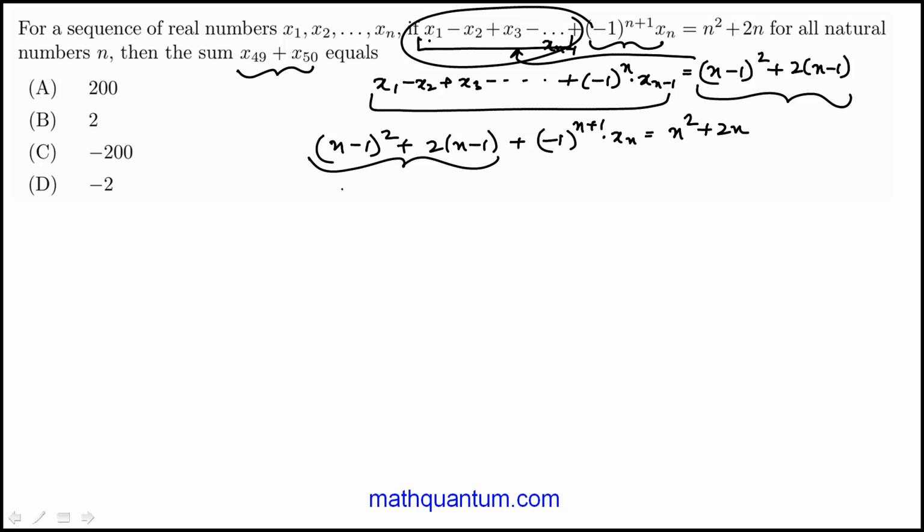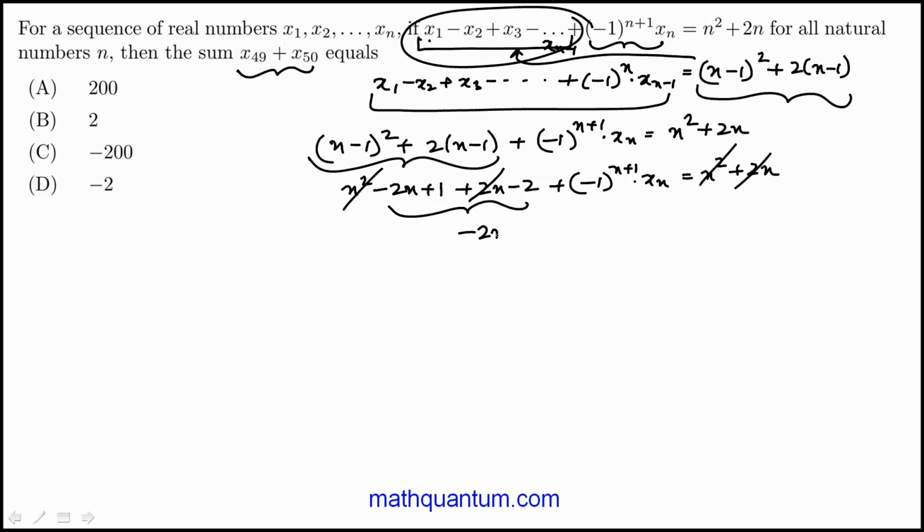And I can expand that. This is n squared minus 2n plus 1 plus 2n minus 2. And this is our nth term here. And you'll see these two terms would drop out. And here I would be left with minus 2n minus 1, which if I move to the other side, I'll have an explicit expression for the nth term.